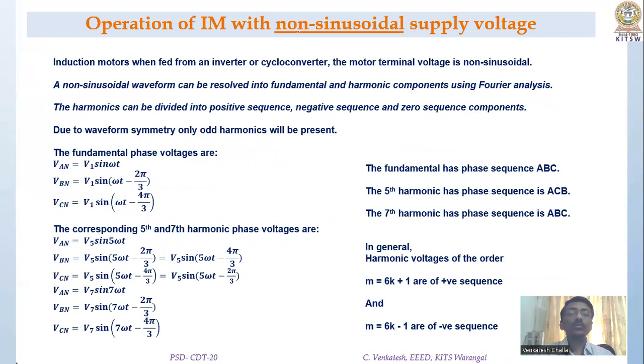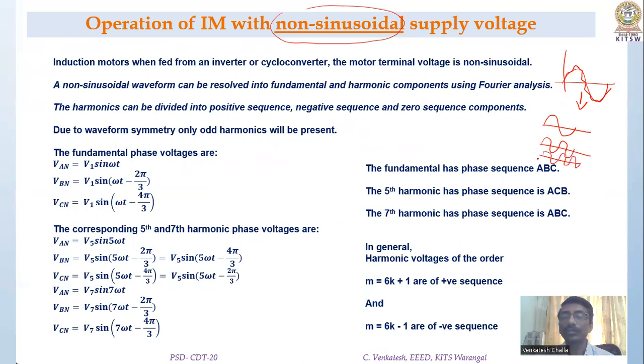So now coming to operation of induction motor under non-sinusoidal conditions. The supply voltage is not sinusoidal. There may be some distortions like this. You know that any non-sinusoidal component can result into a number of sinusoids which are integral multiples of the fundamental component. I can resolve this into a number of components.